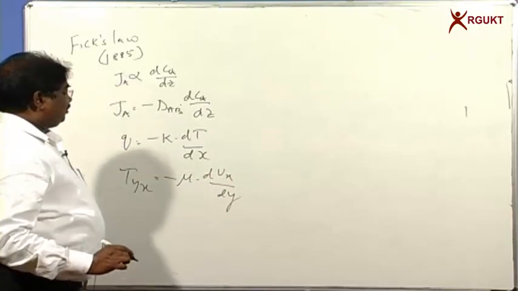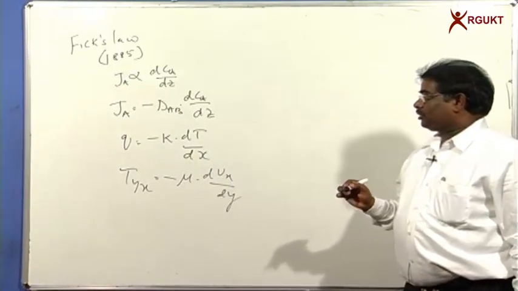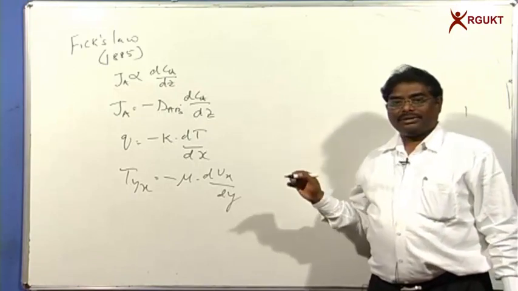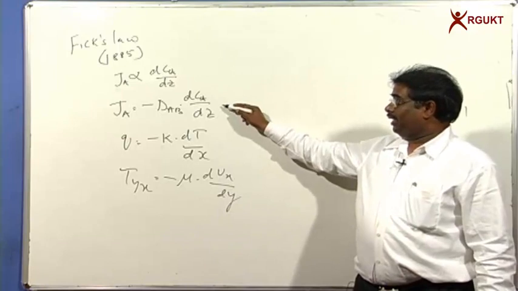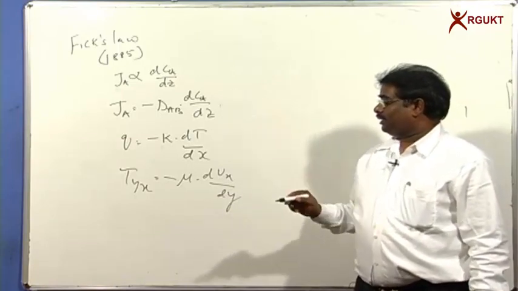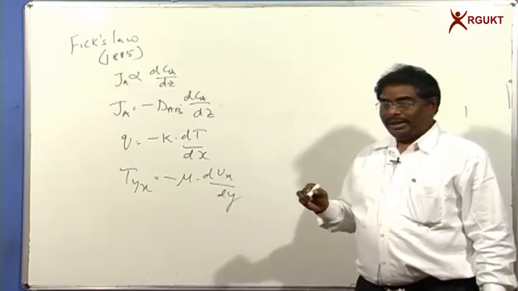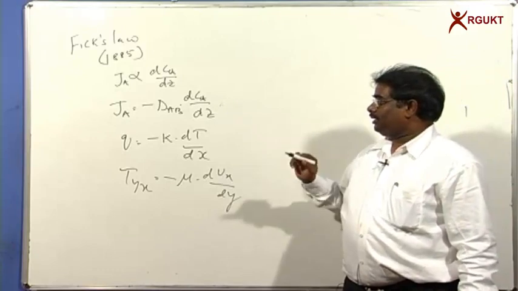So by this time you understood the three transport processes in chemical engineering: momentum transfer, heat transfer and mass transfer. You already know about momentum transfer and heat transfer. Now the next transfer, what we are discussing in this semester, is mass transfer, where JA is equal to minus DAB into dCA by dZ.